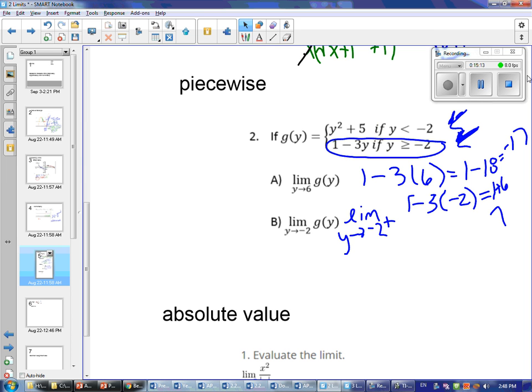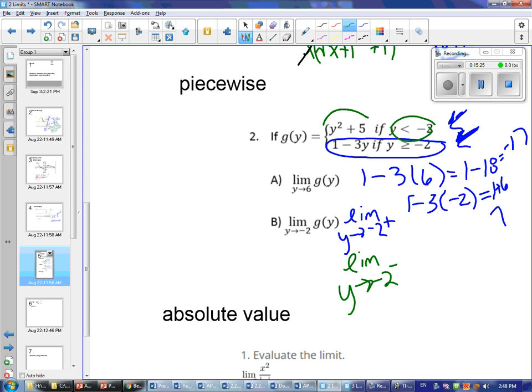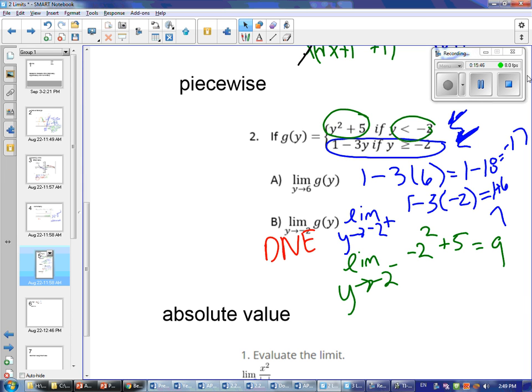You also need to consider the limit from the left. A number to the left of -2 might be -2.01. That's a number that's less than -2, so you're going to use the top branch. -2 quantity squared is 4, plus 5 is 9. Notice that the limits on the left and the right don't match, so the answer is that the limit does not exist. It is non-existent because the left and right don't match.